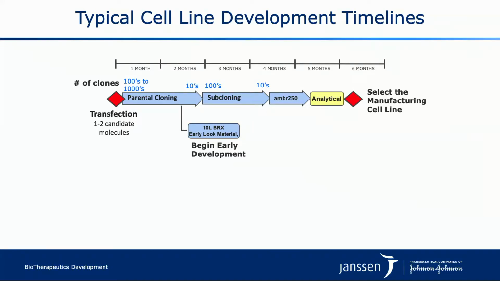this is our typical cell line development process, in which we do a transfection and go through 2 stages of a cloning process, parental cloning and subcloning. And a group of 8 or 10 clones are selected from this and moved into ambr bioreactors to generate a large amount of material so we can do analytical analysis on those samples. That will guide us in how to select the manufacturing cell lines.